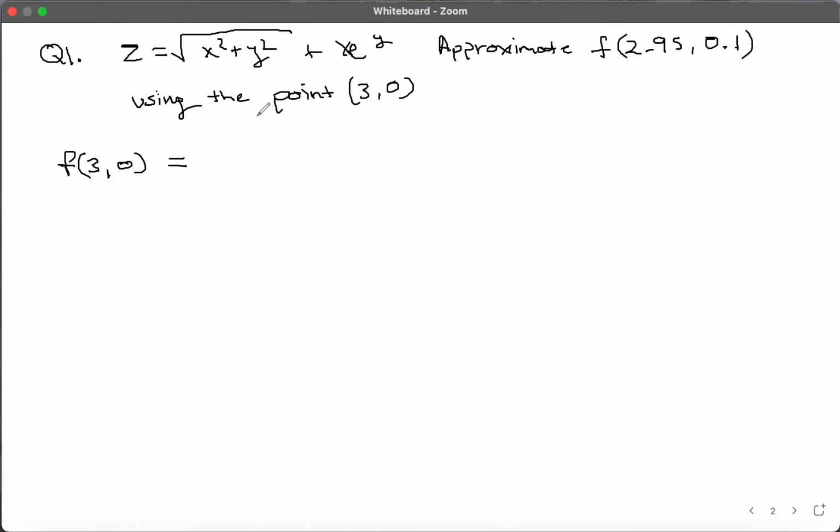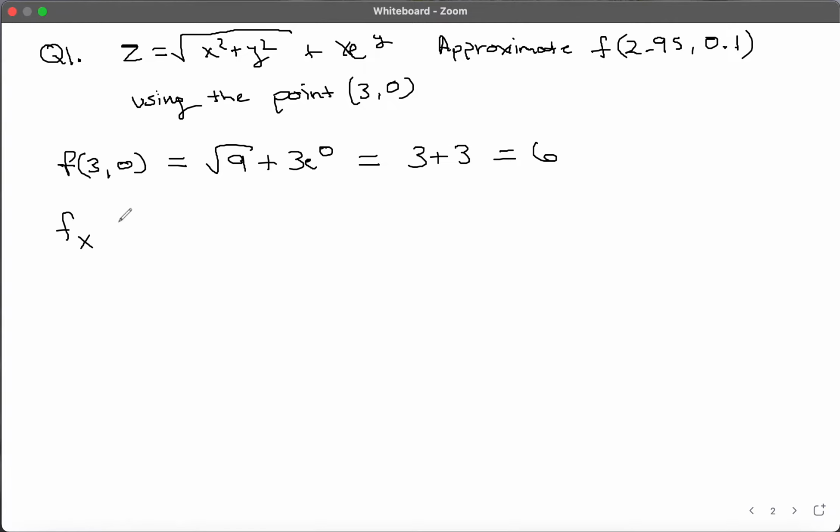We're going to get the square root of 9 plus 3 times e to the y. So 3 times e to the 0. And that's going to be 3 plus 3, right? Because we know e to the 0 is 1. So 3 plus 3 is just 6. Awesome. Now let's find the partial derivative with respect to x.